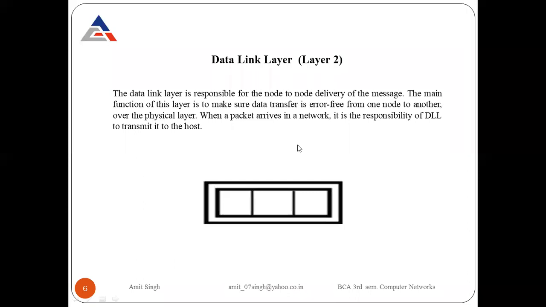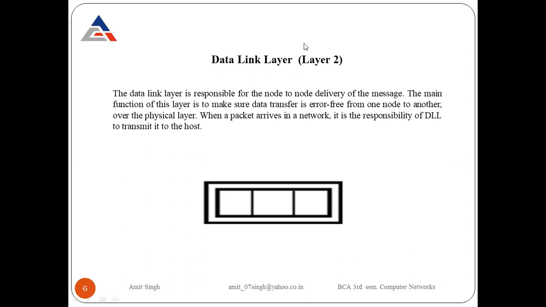The second layer is the data link layer. The data link layer is responsible for the node to node delivery of the message. The main function of this layer is to make sure data transfer is error free from one node to another node over the physical layer. When a packet arrives in a network, it is the responsibility of the DLL, that is the data link layer, to transmit it to the host.